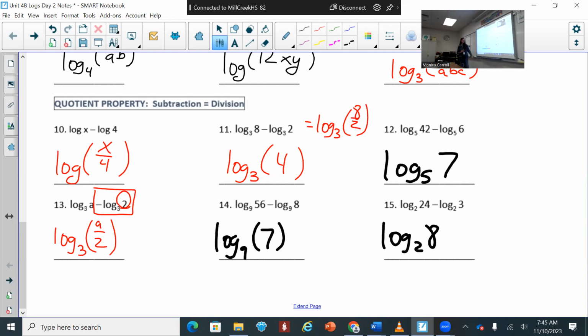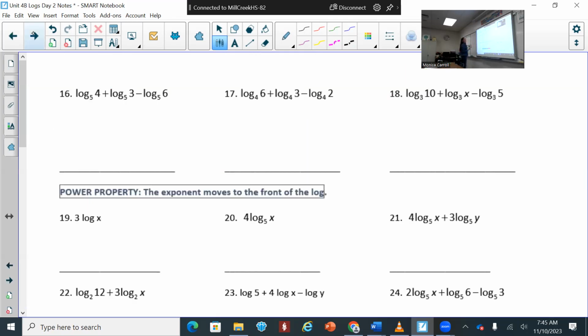Is there any difference between how I wrote this one or how I wrote that one? 12 and 14? Yeah. Does it matter? On this one, no, because there's only one number. So I can write it with the parentheses, but it's really not necessary. And you're going to see that some of these don't. Oh, maybe not today. Well, we'll get to that one.